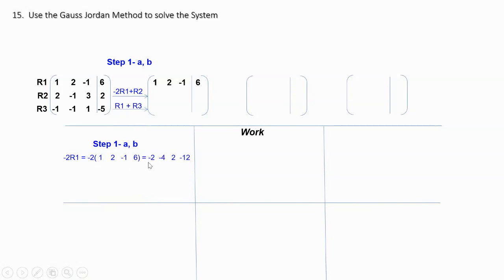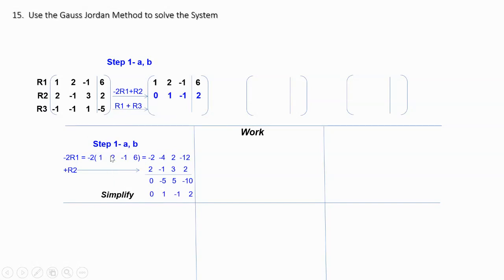Negative 2 times row 1 gives us negative 2, negative 4, 2, and negative 12. When I add it to row 2, which is 2, negative 1, 3, and 2, it's going to give us 0, negative 5, 5, and negative 10. You see, we got the 0 that we wanted, but like I tell the students, try to simplify as you go along. Here we can simplify by dividing everything by negative 5. If we do that, it's going to give us 0, 1, negative 1, 2. So this becomes my new row 2.